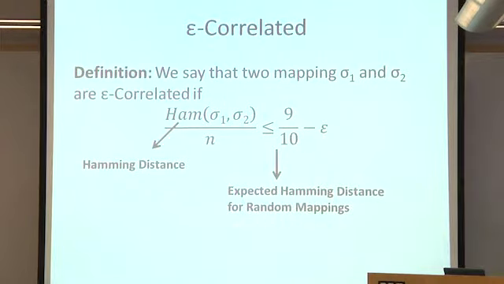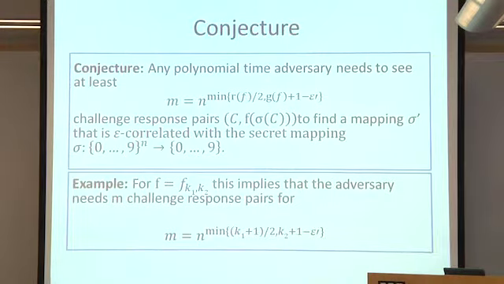Okay, and our goal is to prove that no adversary is able to find a secret mapping that's even epsilon correlated with the secret mapping that the user memorizes. Here, epsilon correlated means that the Hamming distance is pretty much the same as the expected Hamming distance for a random mapping. So if we pick two random mappings, sigma 1 and sigma 2, and measure their Hamming distance, we expect that Hamming distance to be about 9/10. If it's a little bit smaller, say 9/10 minus epsilon, then we'll say that the secret mappings are epsilon correlated.